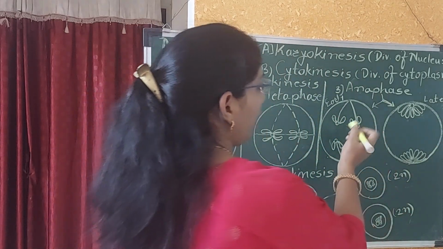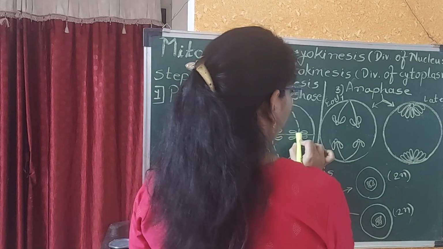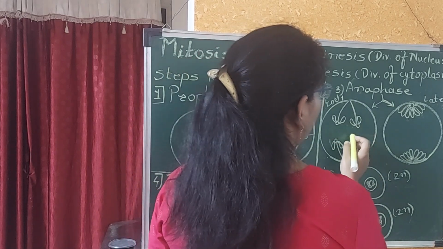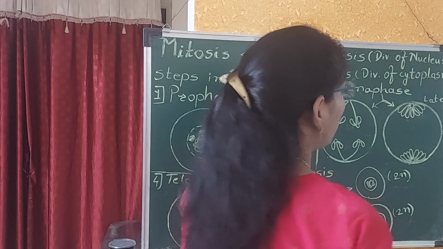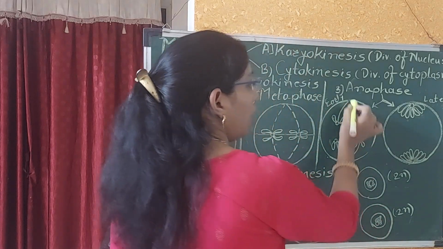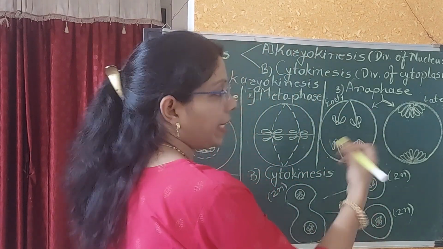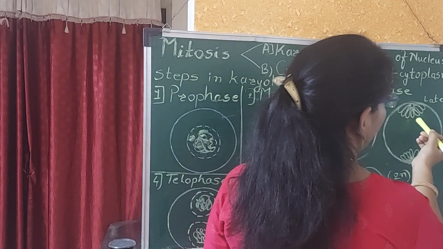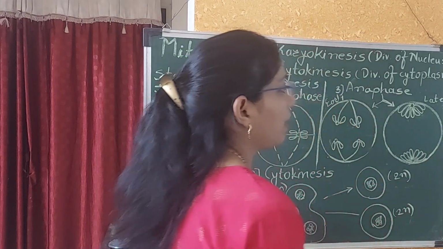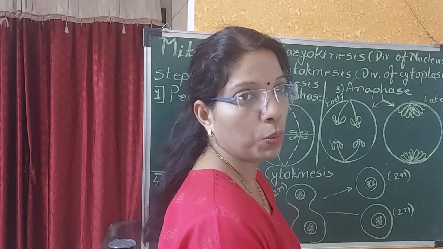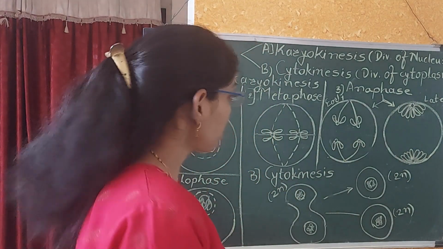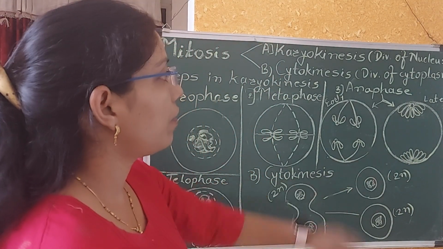So in early anaphase, chromosomes are divided from the centromere, and sister chromatids are pulled away from the equatorial plane towards the opposite poles of the cell. In late anaphase, the chromosomes appear like a bunch of bananas, and they are clearly visible on the opposite poles of the cell. So this is the third phase, anaphase.